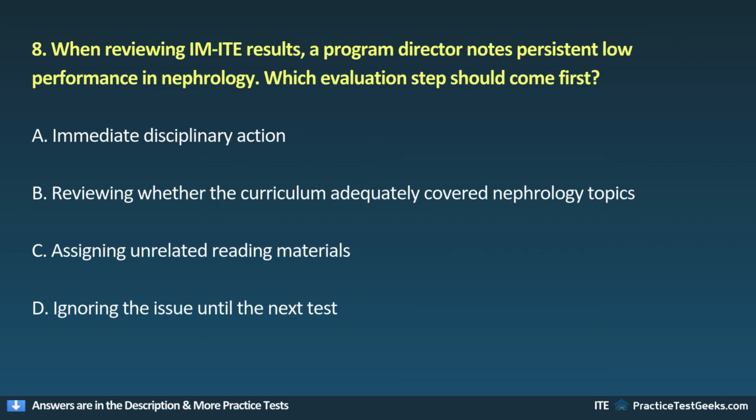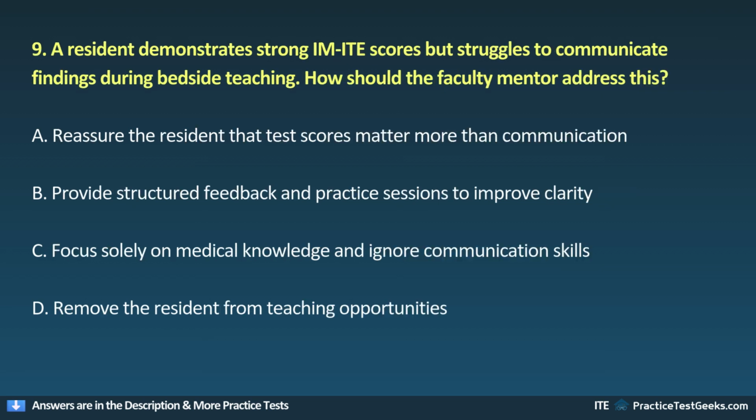8. When reviewing ITE results, a program director notes persistent low performance in nephrology. Which evaluation step should come first? A. Immediate disciplinary action. B. Reviewing whether the curriculum adequately covered nephrology topics. C. Assigning unrelated reading materials. D. Ignoring the issue until the next test.